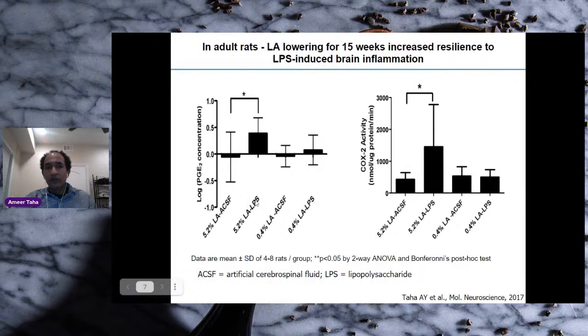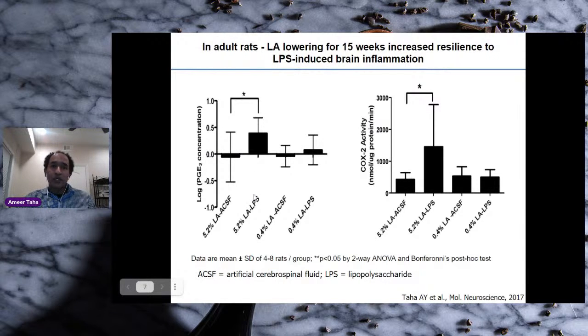So we directly infused this into the brain, and on the y-axis are markers of inflammation, prostaglandin E2 and cyclooxygenase activity. Incidentally, these are the same targets for ibuprofen. When you get a headache, you would take ibuprofen, and the idea is that it reduces cyclooxygenase activity, and in doing so, you reduce prostaglandin E2 production.